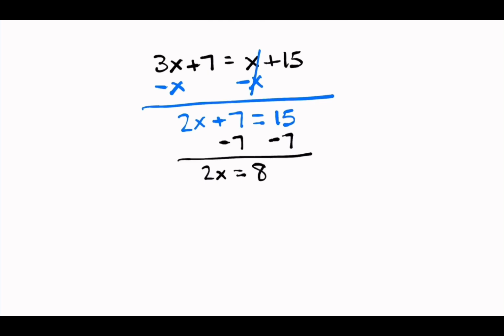Now I'm almost there. I still need to get x by itself. I see that I have the coefficient of 2. So in order to get rid of that, I need to divide both sides by 2. 2 divided by 2 equals 1, so I have 1x left, and I can just write that as x equals 8 divided by 2 equals 4. So therefore, x equals 4.